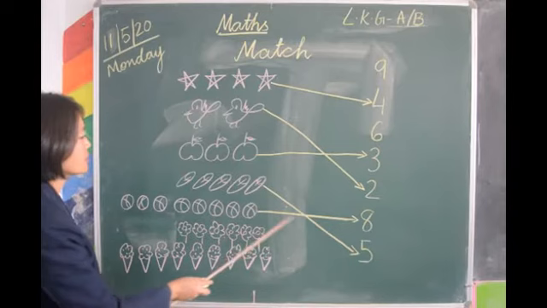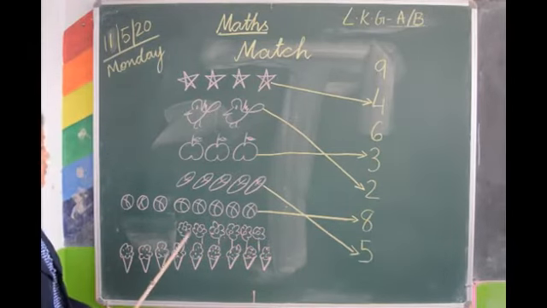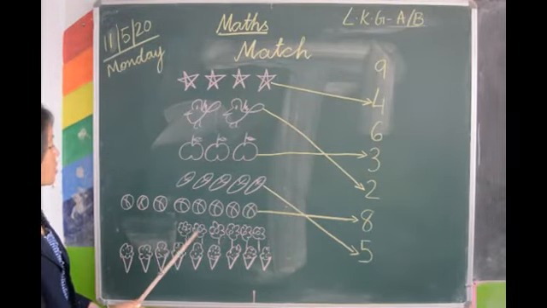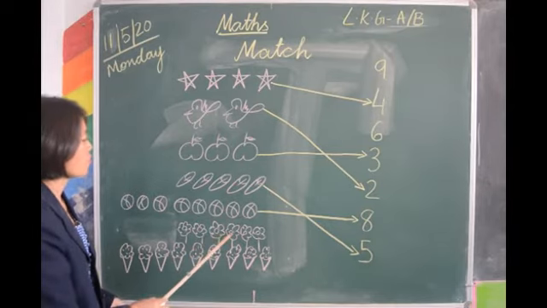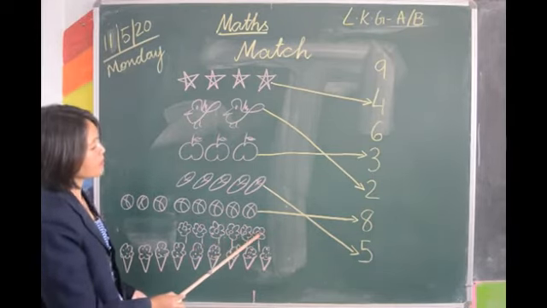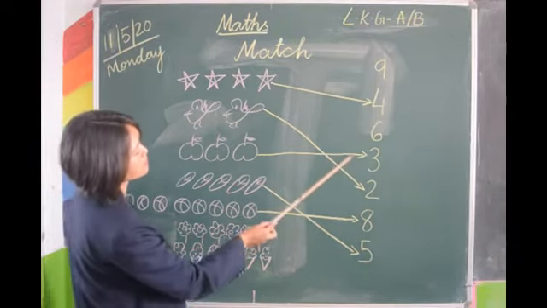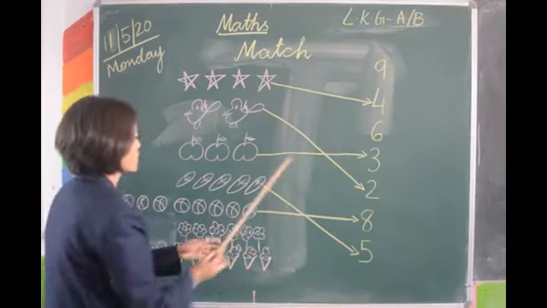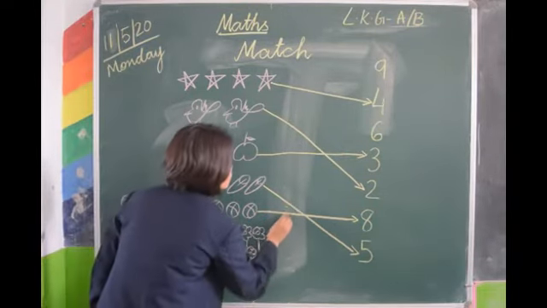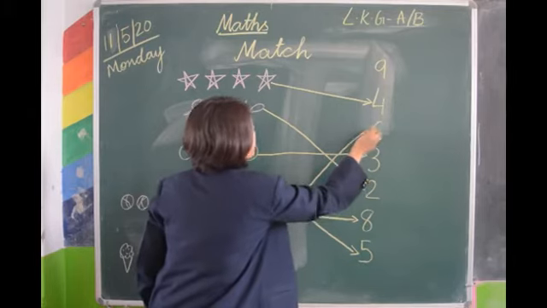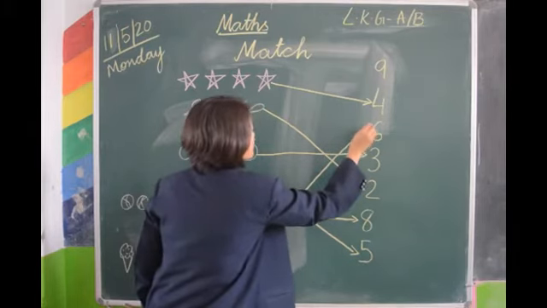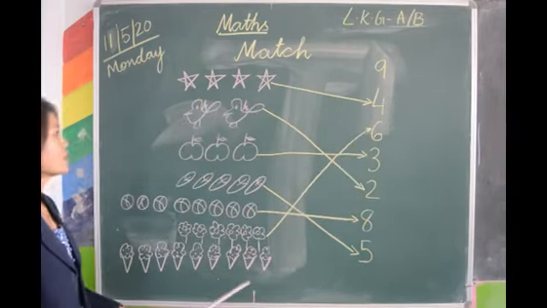So, here 8. Okay. Now, how many flowers? 1, 2, 3, 4, 5 and 6. Let's see, where is 6? Yes, here. So, from here we have to draw the line till 6. Okay. 6 flowers are there.